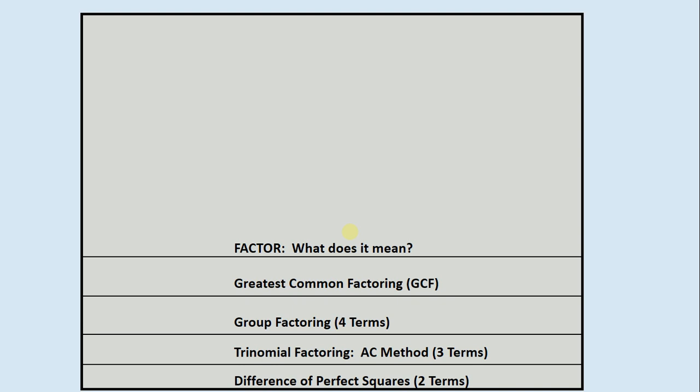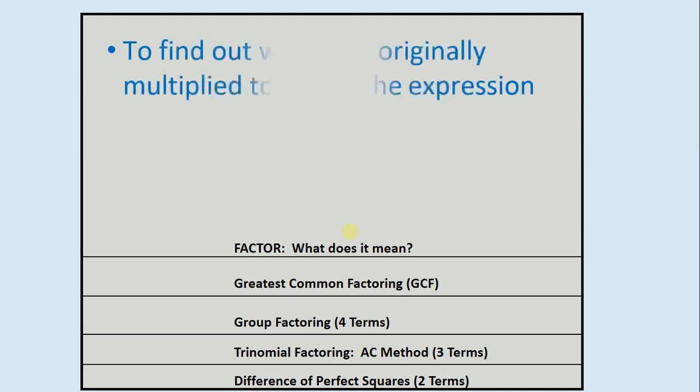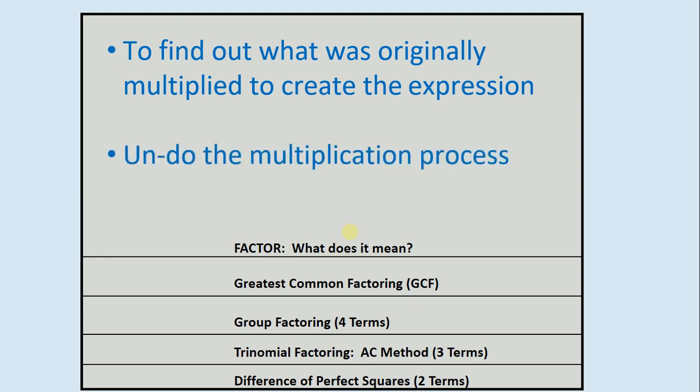Now, open up your top flap. What does it mean to factor? Well, to factor means you're going to find out what was originally multiplied to create the expression. AKA, we undo the multiplication process. Don't consider it division, but it kind of almost is. Basically, you're going to figure out what two things multiplied to give you that original value.